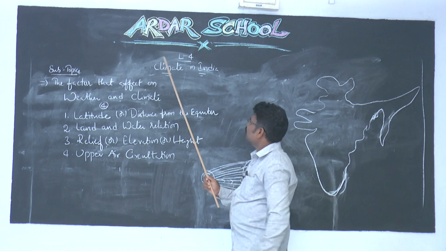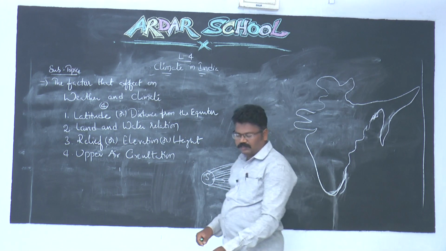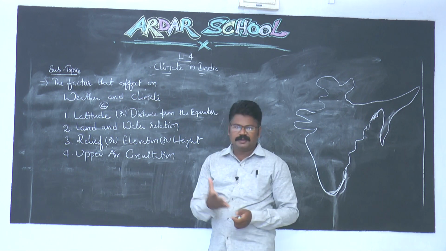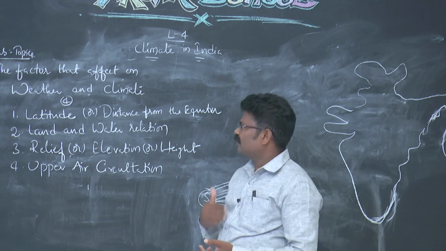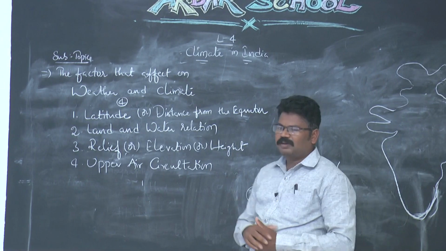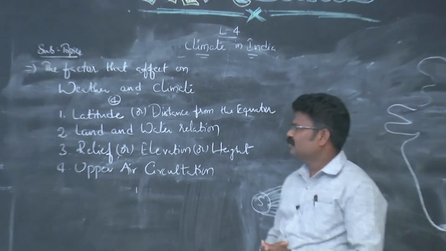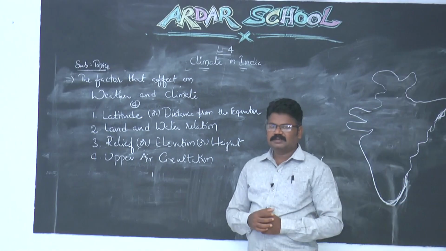Our lesson is named Climate in India. Once again we are going to recapitulate what we have learned previously from the concept map. Once again I want to recollect. Number one, weather and climate. Second one, the elements of weather and climate.